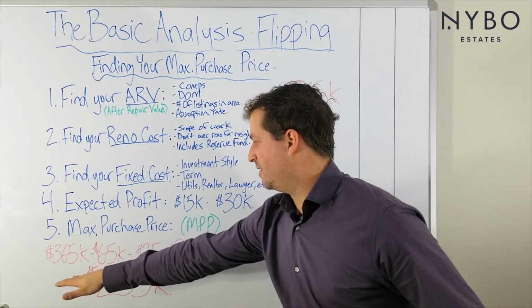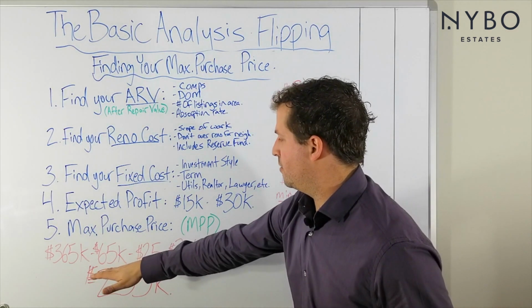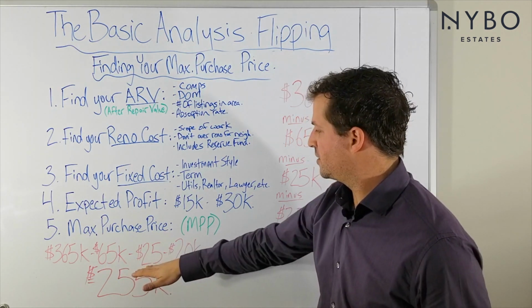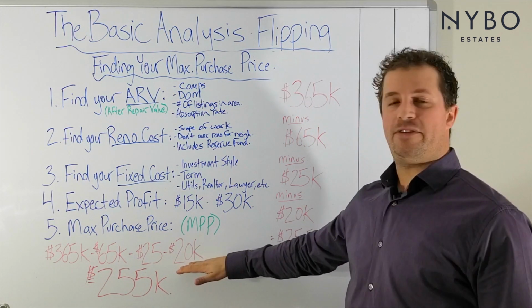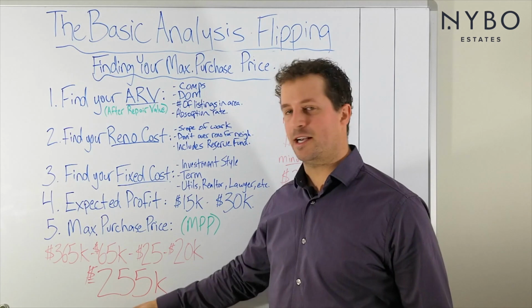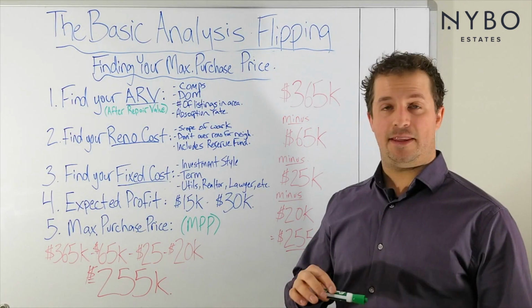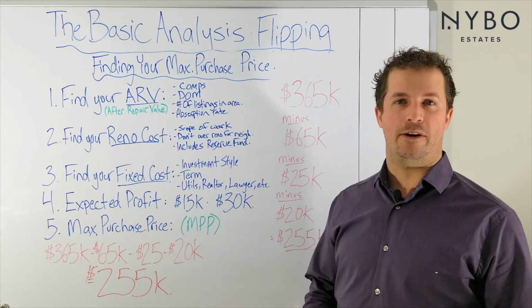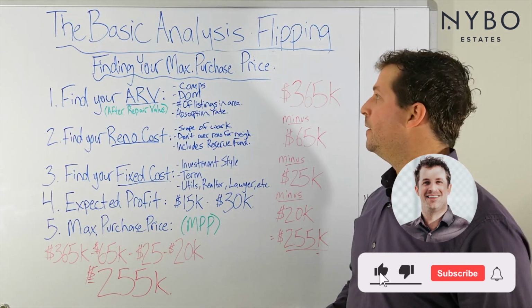So yeah, 365, your ARV, minus your rental cost of 65, minus your fixed cost of 25, minus your profit that you want. That's your maximum purchase price. And you can do this in the kitchen of the house that you're looking at on your calculator on your phone. It's very easy to do. And yeah, that's what we do.